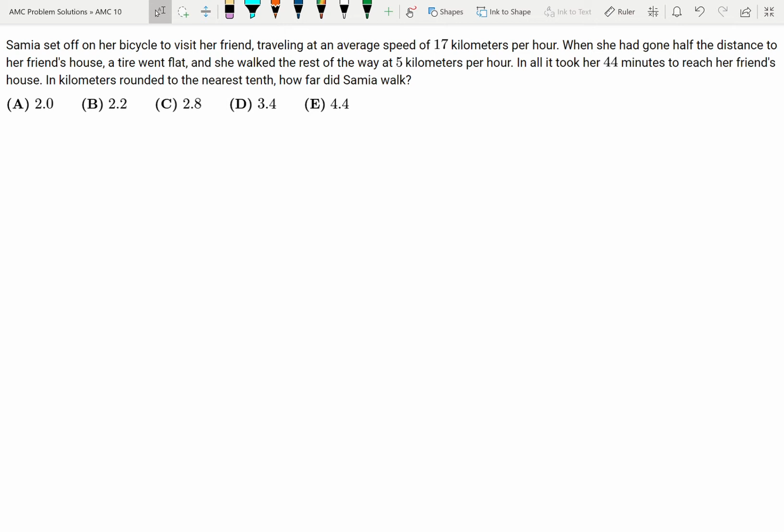Okay, so the situation is she rides her bike up to the halfway point. She's going 17 kilometers per hour. Then after that, she gets a flat tire, and she goes 5 kilometers per hour the rest of the way. And it takes her 44 minutes. So this is a distance problem.